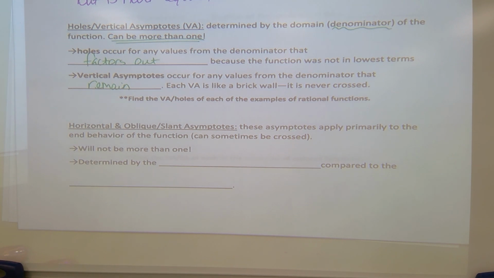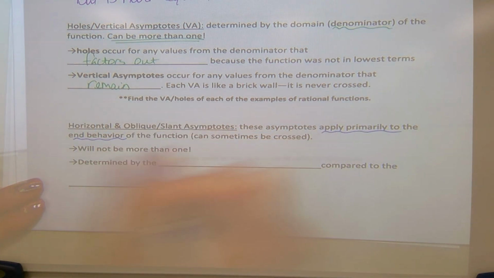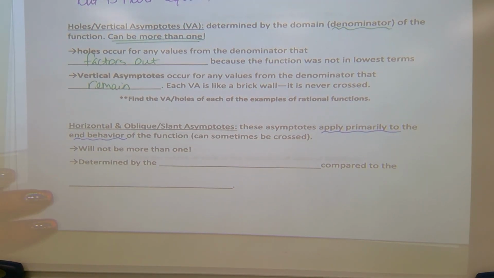horizontal or slant asymptotes. Another word for a slant asymptote is an oblique asymptote, and you'll see it referred to that in some of the paperwork. Some books will refer to those as oblique asymptotes instead of slant asymptotes. These asymptotes apply primarily to the end behavior. So I can cross a slant or oblique asymptote. There will never be more than one. I will only have one of these, one or the other.